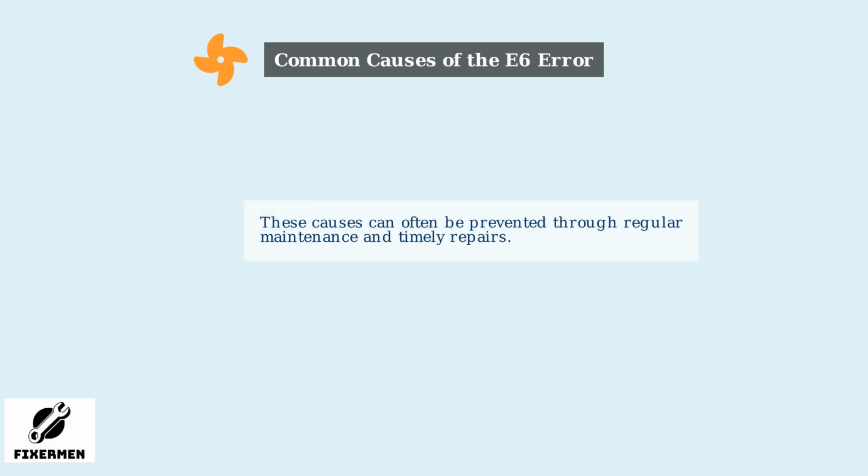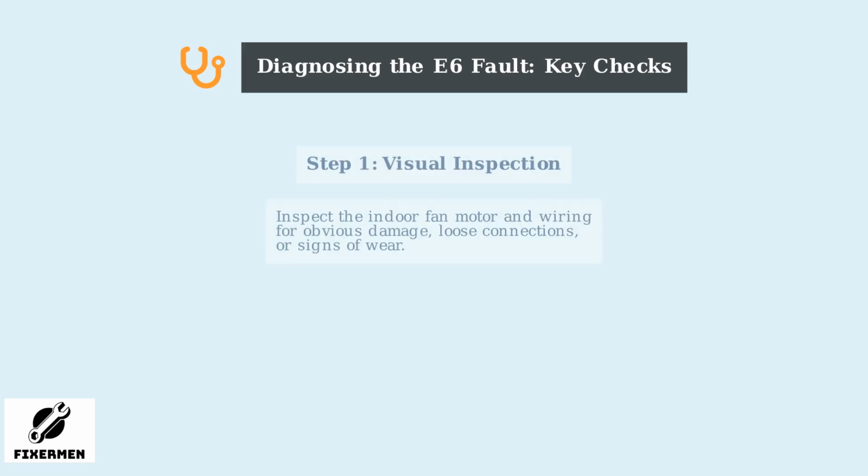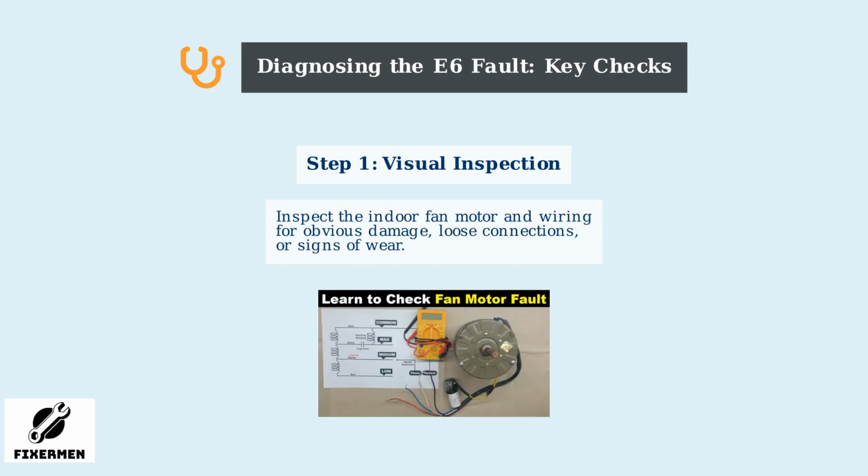Understanding these common causes helps in diagnosing and addressing the E6 error effectively. Regular maintenance can prevent many of these issues from occurring in the first place. Diagnosing the E6 fault begins with systematic checks of the indoor fan motor and its components. First, perform a visual inspection of the indoor fan motor and its wiring. Look for any obvious damage such as frayed wires, loose connections, or physical wear that could cause the fault.